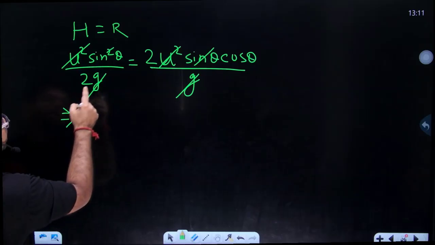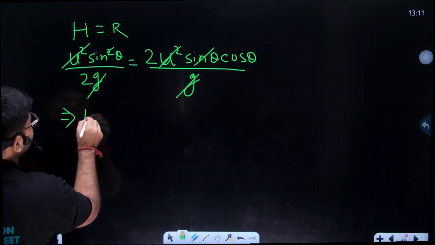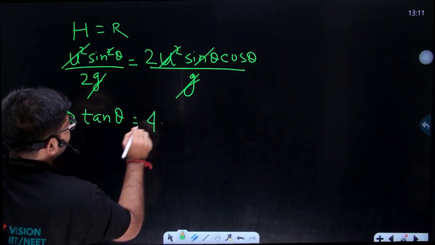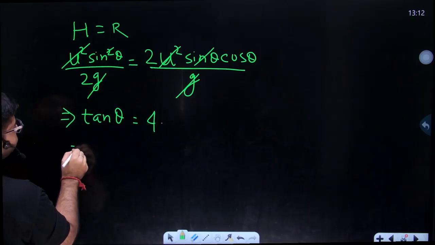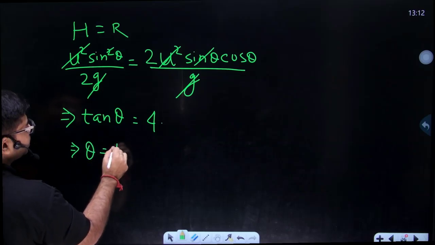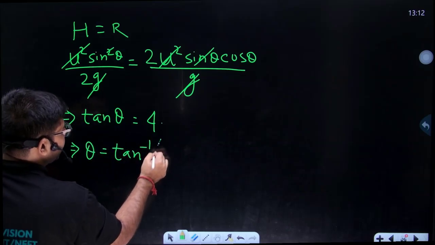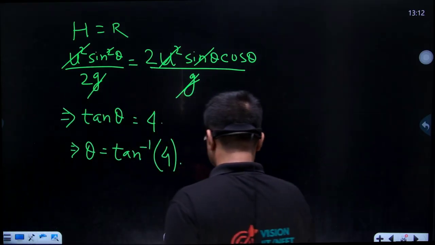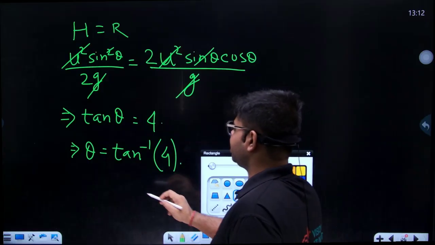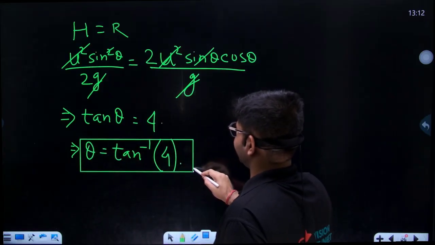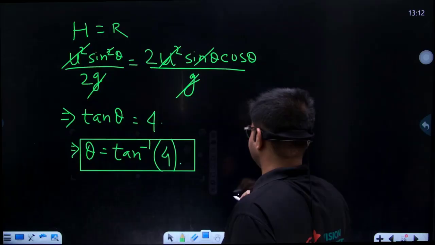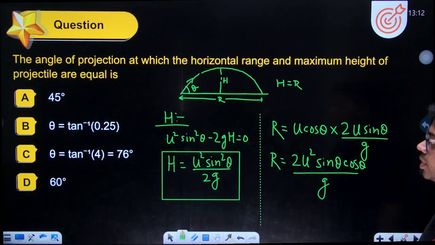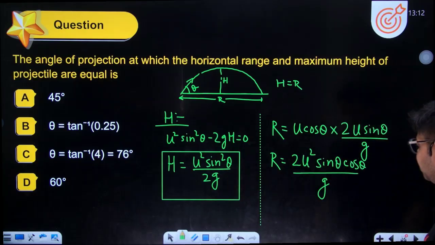From here you can write that sin theta by cos theta is nothing but tan theta. So tan theta is equal to 4. Theta is nothing but tan inverse 4. Right? So this is the answer, where your range is going to be equal to the maximum height. So option C is your correct option.